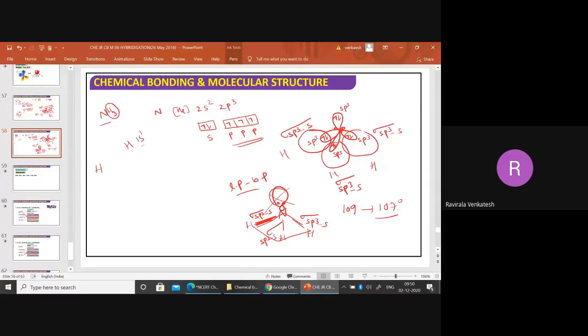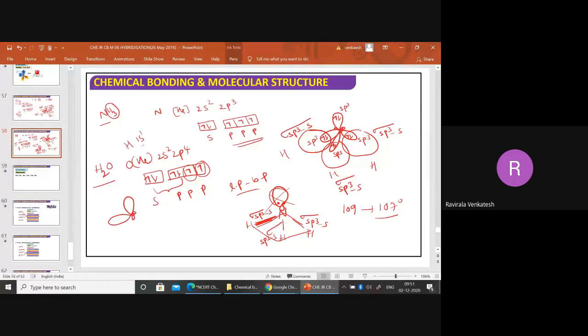Now if you observe water, water again has the helium configuration 2s2, 2p4. Now 2s2, two electrons in oxygen like this, and four electrons like this. These two are lone pairs and these are unpaired. Now one s orbital and three p orbitals will mix here to give hybrid orbitals like this: 1, next 2, 3, 4.